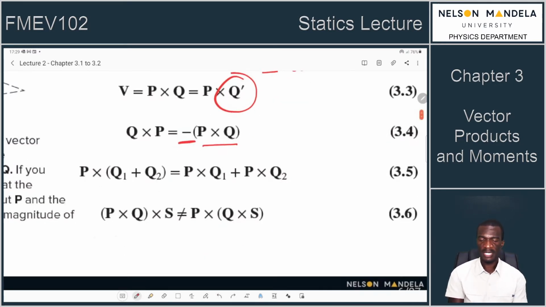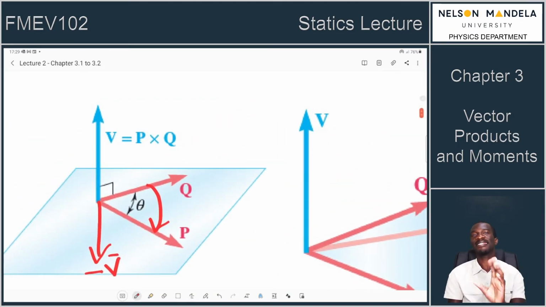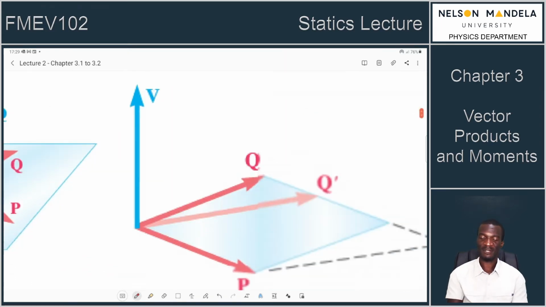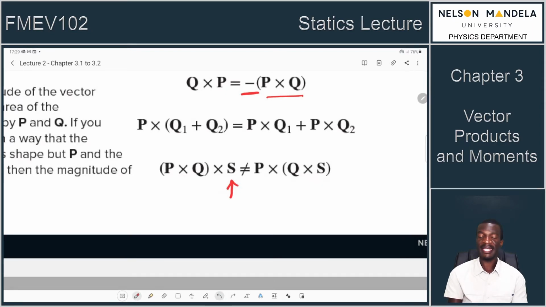Then P cross Q and then cross S is not the same as P cross Q cross S. So basically this one is one cross product, right? If you have P cross Q and then we introduce a third vector, we will not get the same cross product as in the second. So this is a non-associative property of the vector cross product.